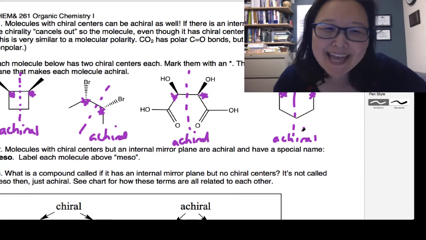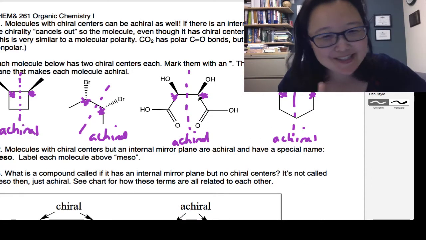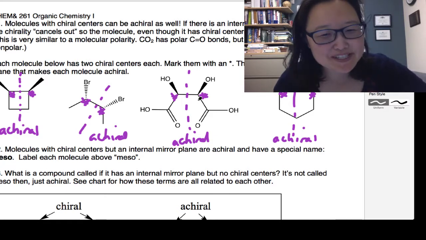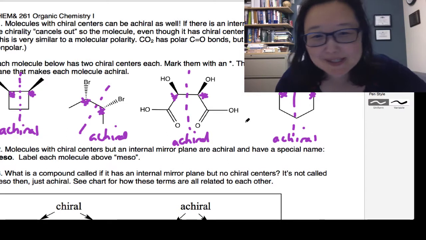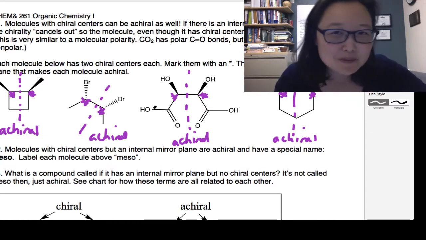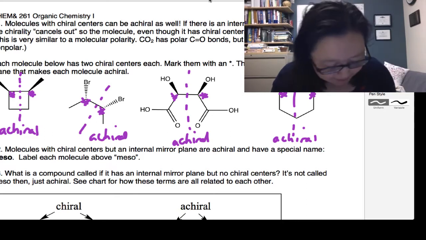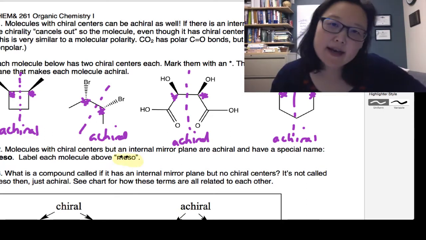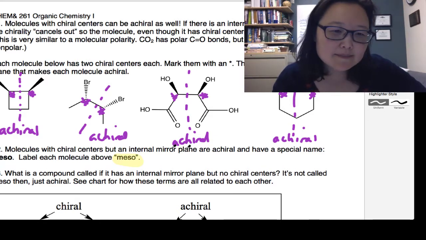Alright guys, so we're back, and it turns out that all of these molecules have 2 chiral centers, so I've shown them, and they all have an internal mirror plane of symmetry, so they're all achiral. The molecules that fit in this sort of weird space where we have chiral centers but there's an internal plane of symmetry, they are called meso compounds. So meso. That's a special term we use for this kind of case.